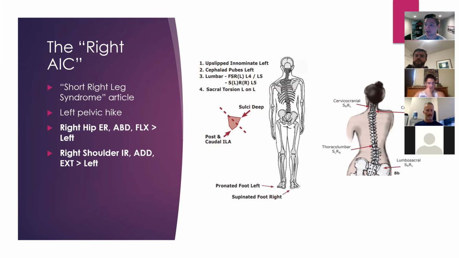The last thing I wanted to talk about here is the right AIC. Now, I got a couple of questions. Why was that short right leg thing incorporated within that slide? I think it was week 2 that I put that in there. And that's because it is a deviation and what I consider a compensation from the left AIC pattern.